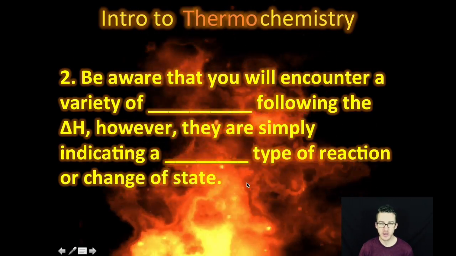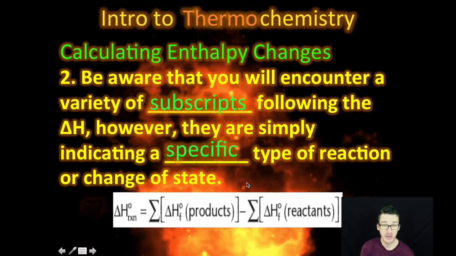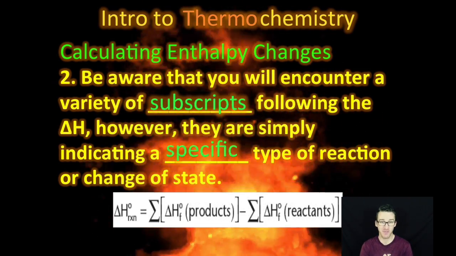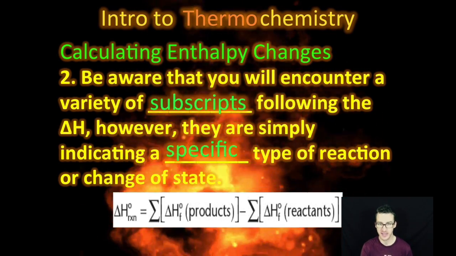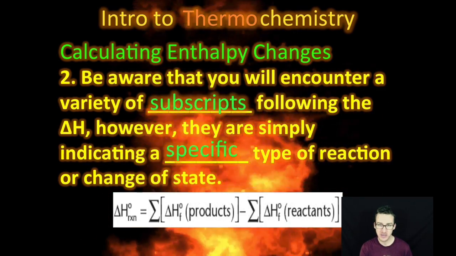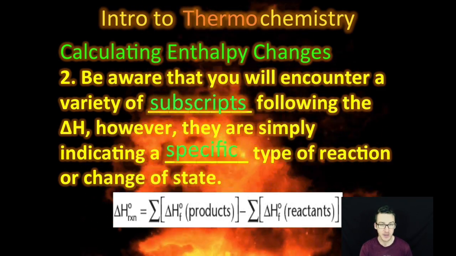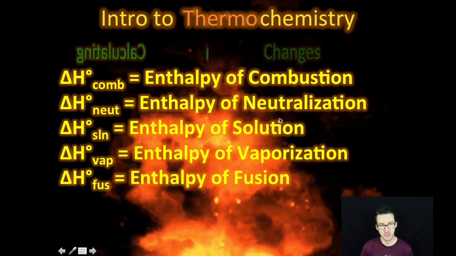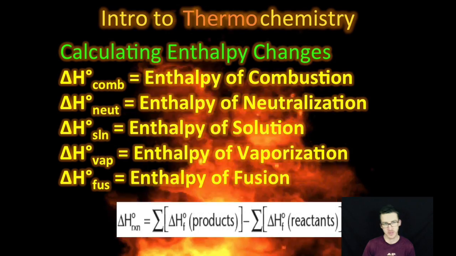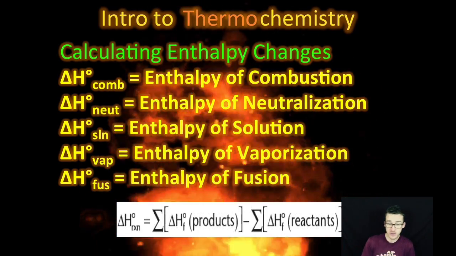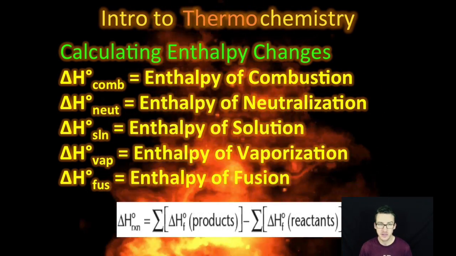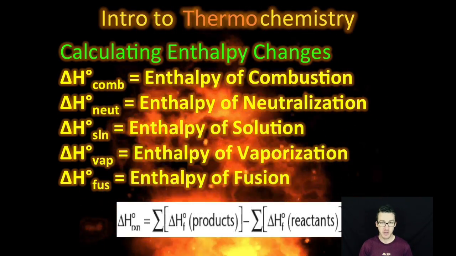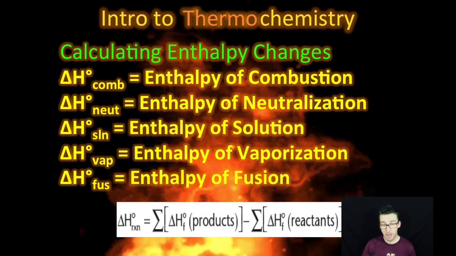Okay, now it's also important as you work to determine the enthalpies or heats of reaction, that you are sometimes going to encounter a variety of subscripts following your delta H. Don't freak out. It just means that you are going to calculate the enthalpy change for a specific type of reaction or change of state. So some common examples that you're going to see are delta H of combustion, delta H of neutralization, delta H of solution, vaporization, fusion. All of these things are calculating heats or enthalpies of reaction. But now we're just talking about a specific type of reaction, like a combustion reaction.